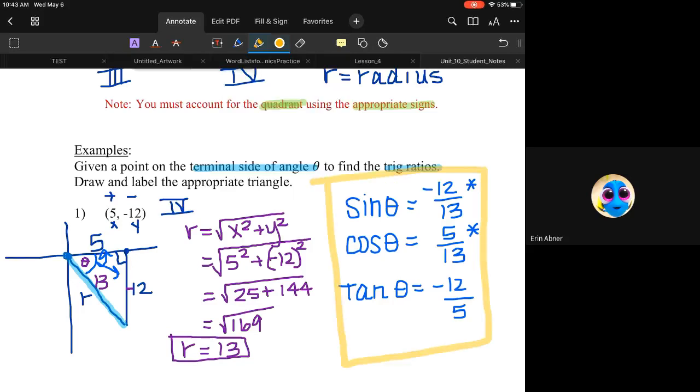Those are the values they asked me for. Now I'm done. Keep in mind, if you don't know your R, you're going to need to use this formula to find it. And you want to make sure that you draw your triangle in the correct quadrant based on the signs of the point that they give you. Okay, let's look at the next one.